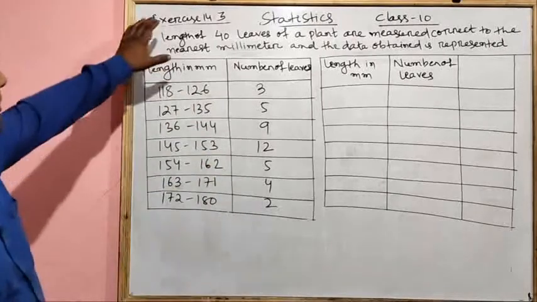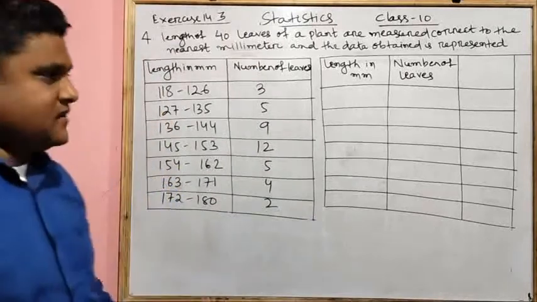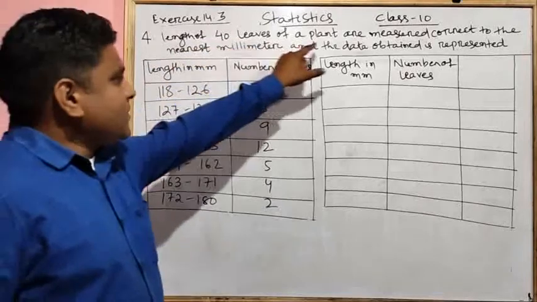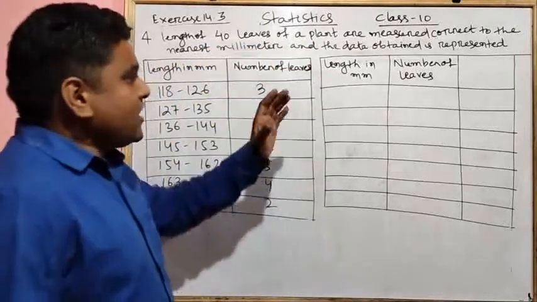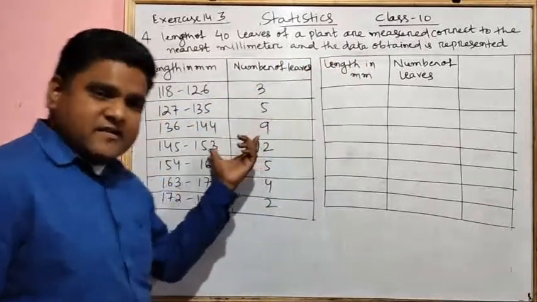Take number 4 of exercise 14.3, that is from chapter Statistics of class 10. Question is, length of 40 leaves of a plant are measured correct to the nearest millimeter and the data obtained is represented by this table.